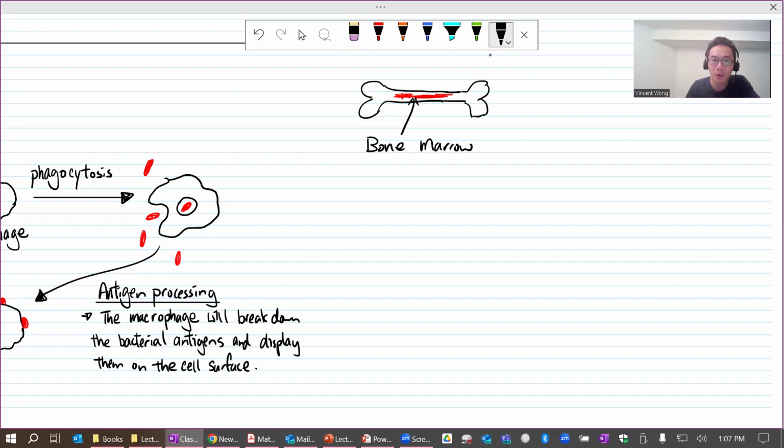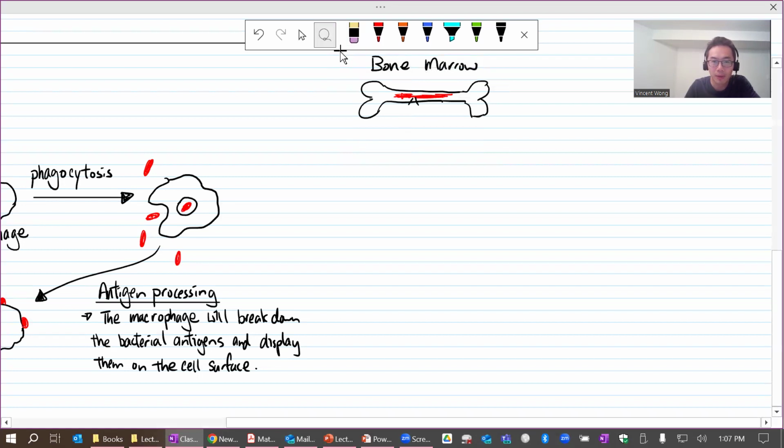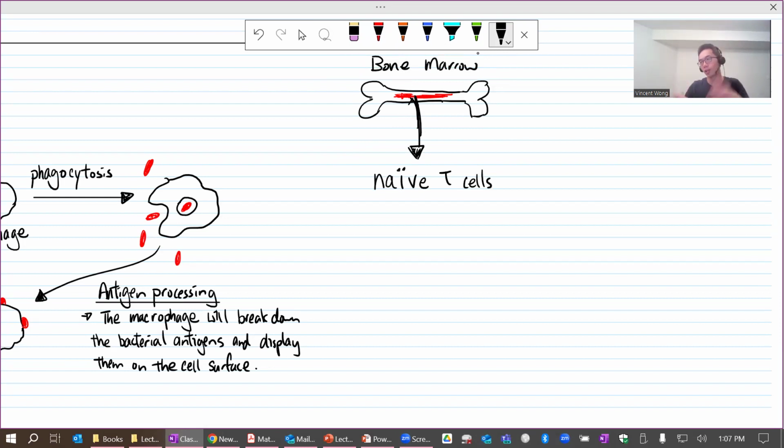Okay, so coming out from the bone marrow, maybe I should put this up here, is going to be a type of cells that we call naive T cells. Naive is spelled with a special i, like with two dots. Sometimes you see that in some words. So, naive T cells.